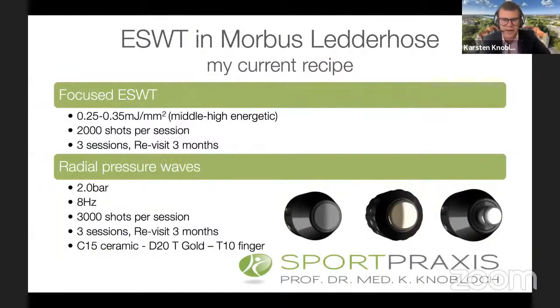So in the moment, I'm still using, over the past 15 years, high energetic focus shockwave with 0.25 or 0.35 millijoule, 2,000 shots per session, 3 times. And I now add radio pressure waves with different applicators in order to improve elasticity even more.